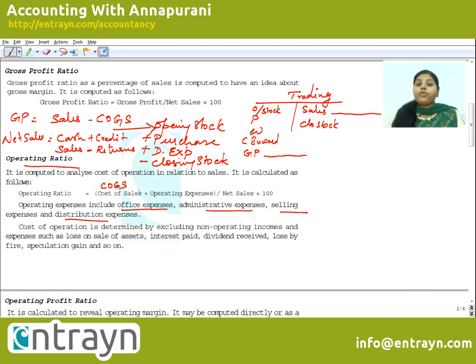And profitability ratios, students, let me tell you, are expressed in terms of percentage. So operating ratio is equal to cost of sales, that is cost of goods sold, plus operating expenses divided by net sales into 100. The operating expenses are office expenses, administrative expenses, selling expenses and distribution expenses. All right, so we are done with operating ratios here.